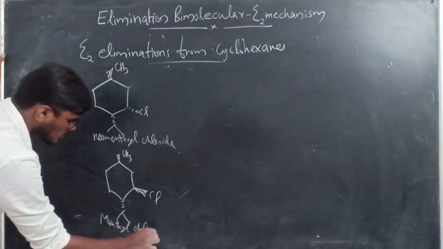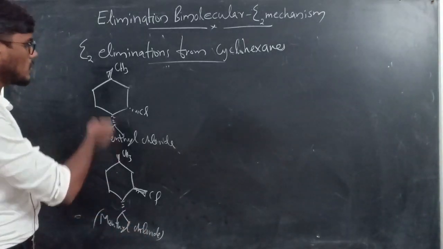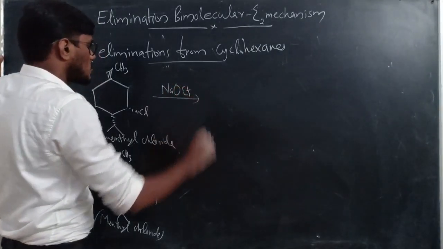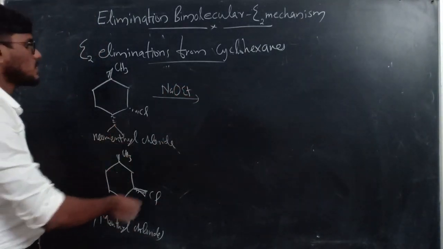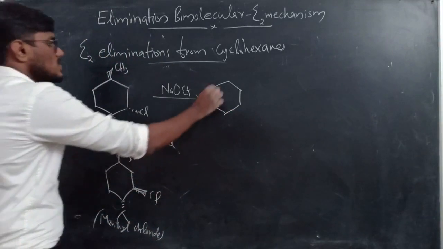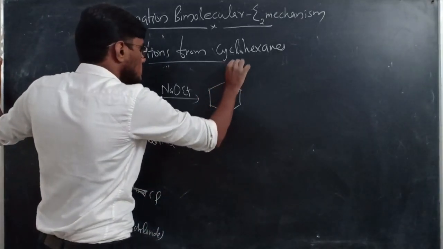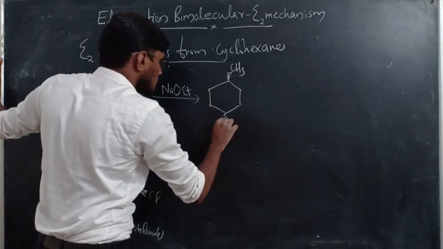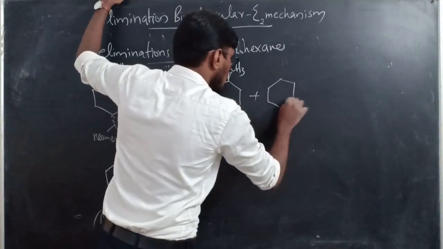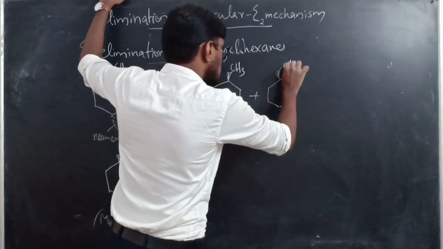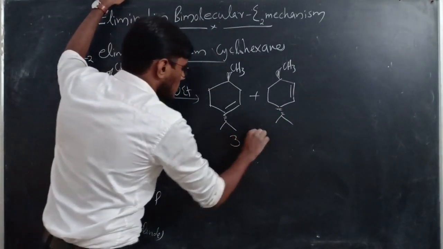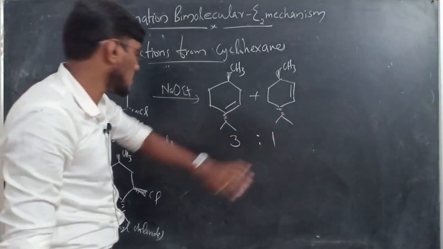So for the two diastereoisomers of cyclohexyl chlorides, neomenthyl chloride and menthyl chloride, each one reacts with a base, sodium ethoxide. It gives a product like this. This is one of the products, plus another, since there is another chance for E2 elimination, like this, and this is in the ratio 3:1. This is the major product and this is the minor product.